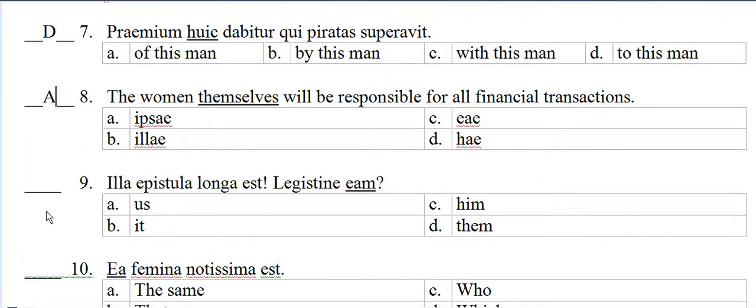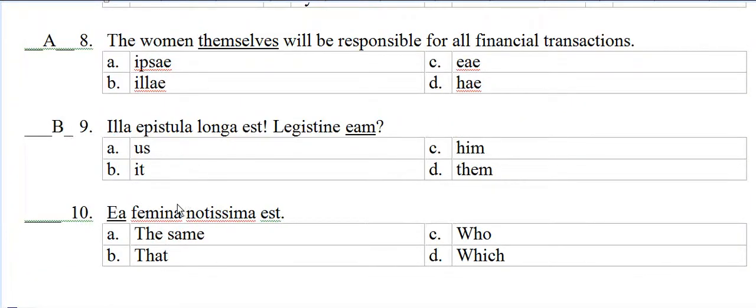This one is a little tricky, because you want to think it has to be feminine and singular, but there's not a feminine singular pronoun here in English. So we go back to what it's referring to. It's referring to epistula, which is a letter, and these A's tell you it's feminine, agrees with this. So it refers to a letter, and we don't say a letter as a "her," we call it an "it" in English. So that's B. "That letter is long. Did you read it?" would be the correct translation of that sentence.